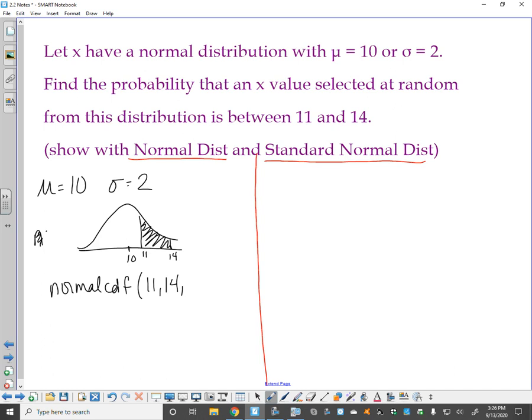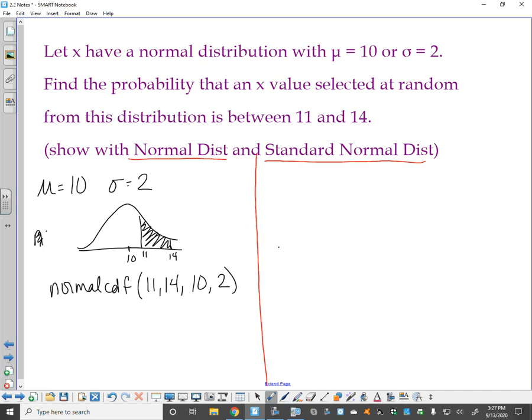Now, this is not going to be 0, 1 because this is not a standard normal distribution. This is just the normal distribution. So 11 to 14, and then my mean of 10, and my standard deviation of a 2. I'm going to type that in just a second.